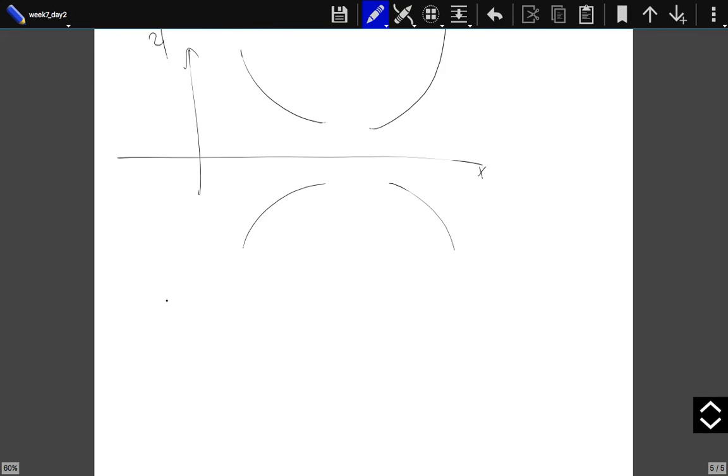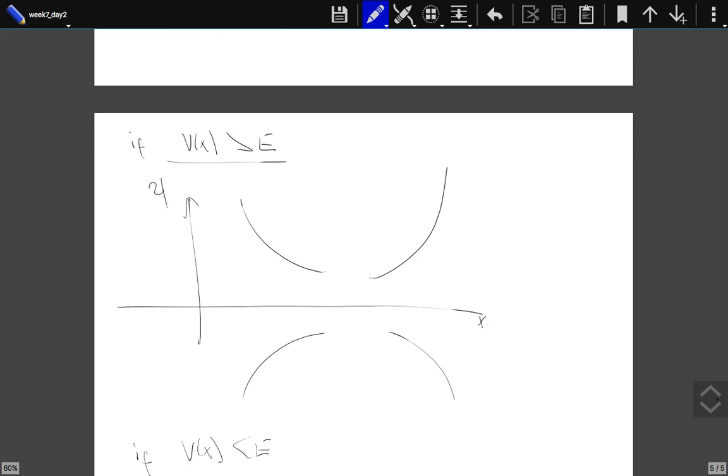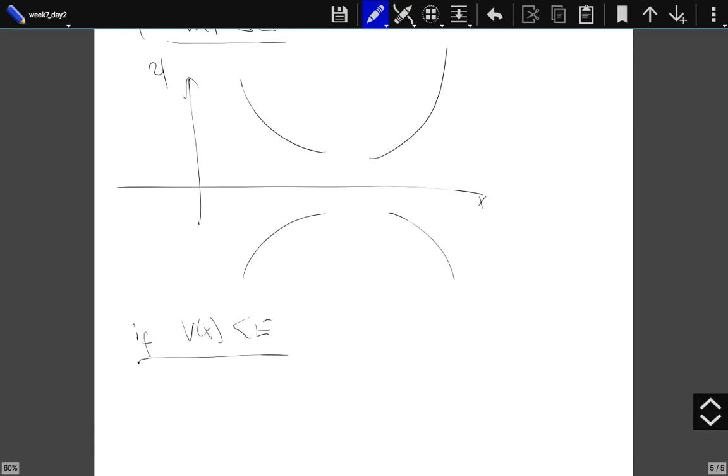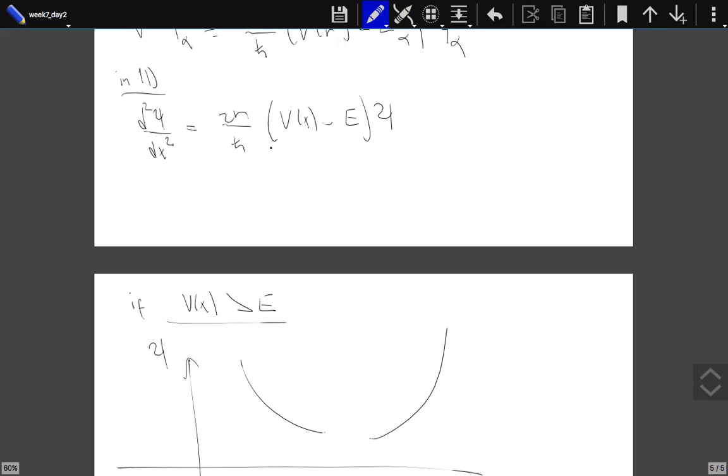Now let's look at the other case, if V(x) is less than E. The basic thing over here is that the wave function is kind of trying to avoid psi being equal to 0 if V(x) is larger than E. It will try to avoid it as much as possible. Now let's look at the other case. If V(x) is less than E, then this parenthesis is negative.